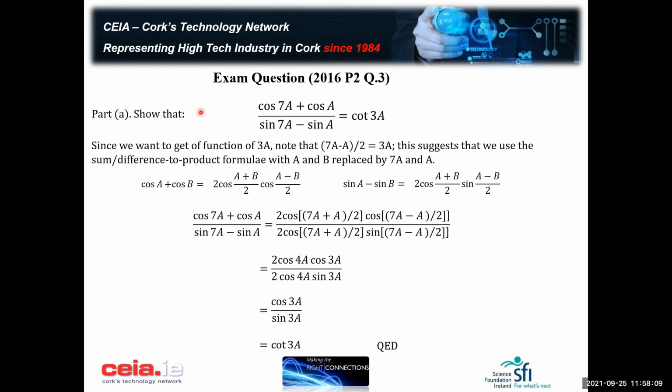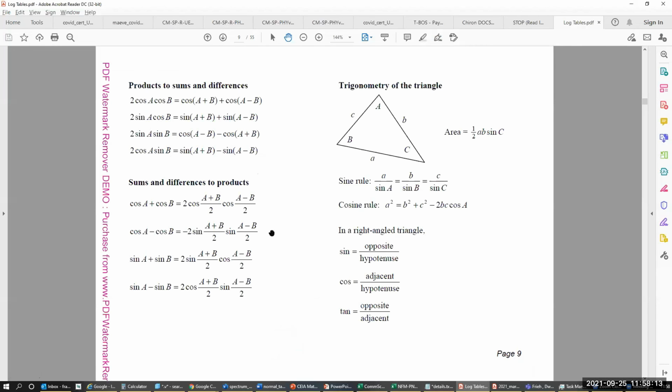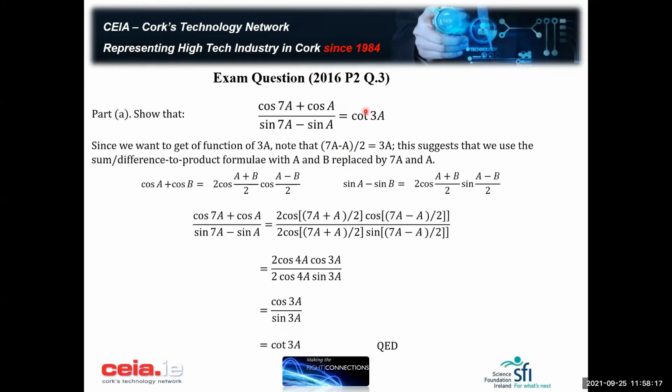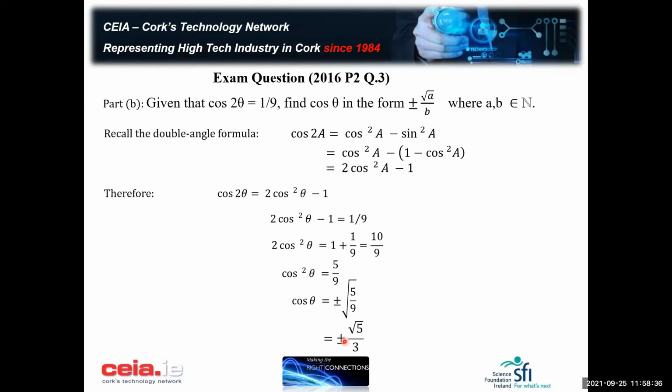Okay, so that was quite a tricky one. You did need to use these unusual formulas in the log tables to get there. But this was an exam question, so you actually do need to be able to work through these trig identities using the available formulae in the log tables. Okay, let's look at a couple more exam questions. This one is a bit more straightforward.